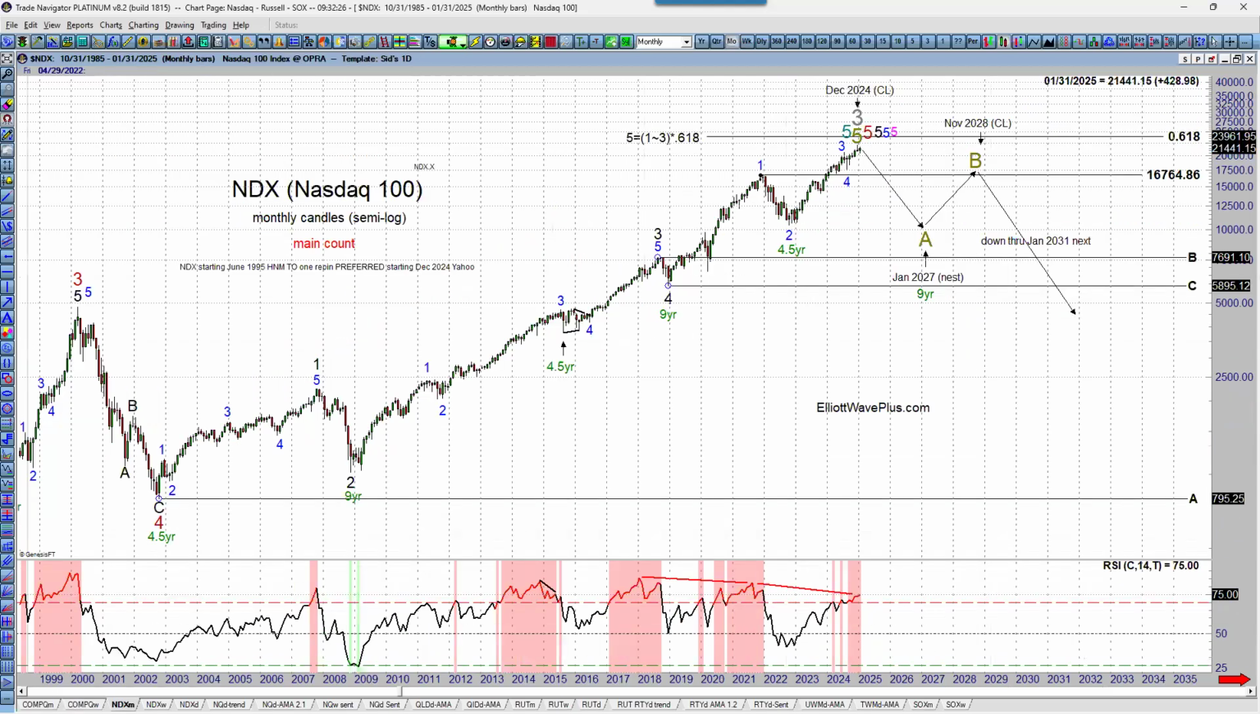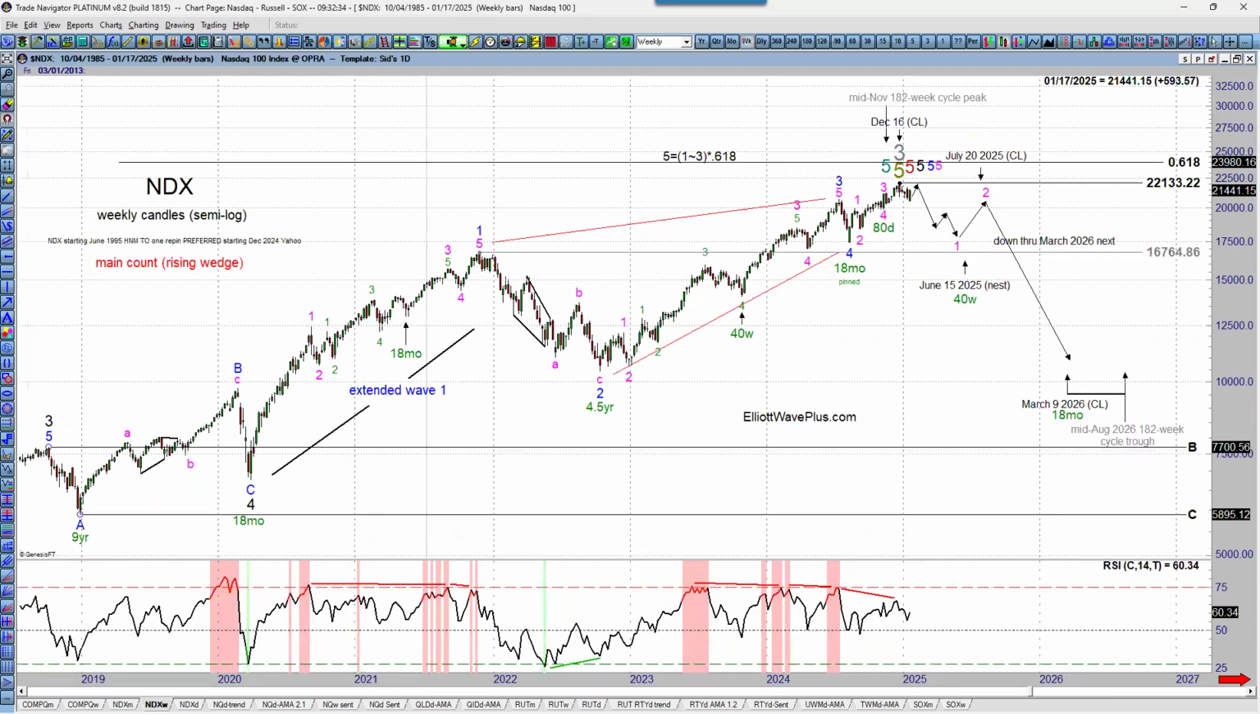Well, how about the Nasdaq 100? So in the weekly chart, you'll notice that the FSC cycle tool, the 182 weeks dominant cycle in the stock market, rolled over back in November. And it suggests that we're going to get downward movement through approximately August of 2026. Not this year, but next year.